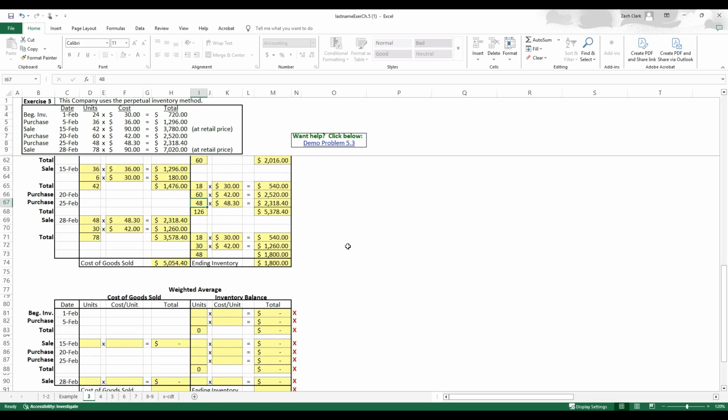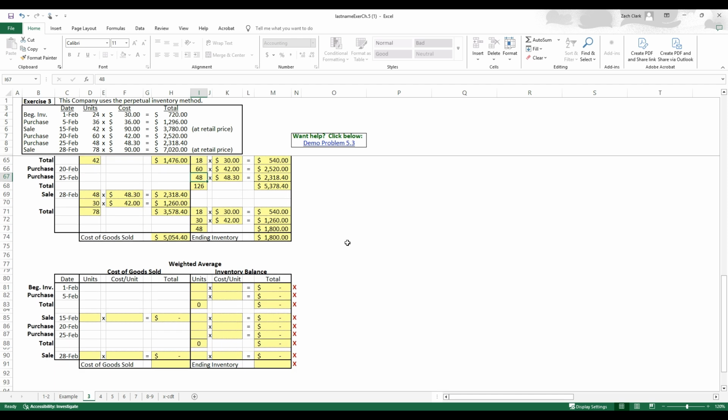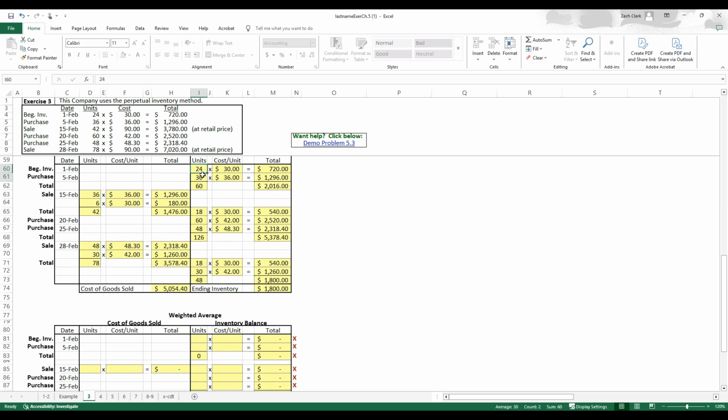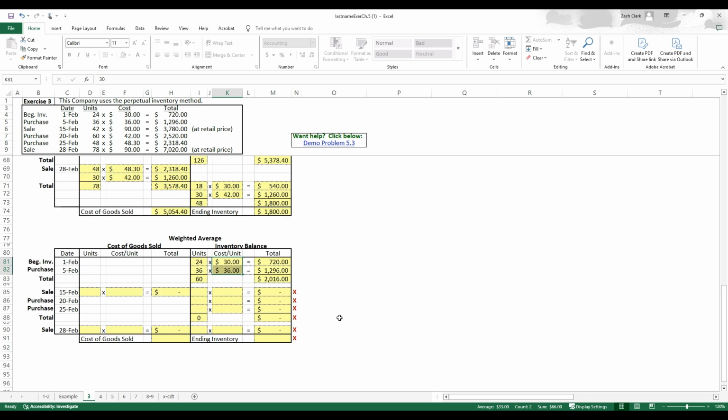Okay, so for the weighted average method, as we talked about in class, the purchases or the sales and cost of goods sold calculations are a little simpler, but the determination of the weighted average at any point, so the purchases, gets a little more tricky. But let's begin here. So we can carry this same information down to get our weighted average totals.